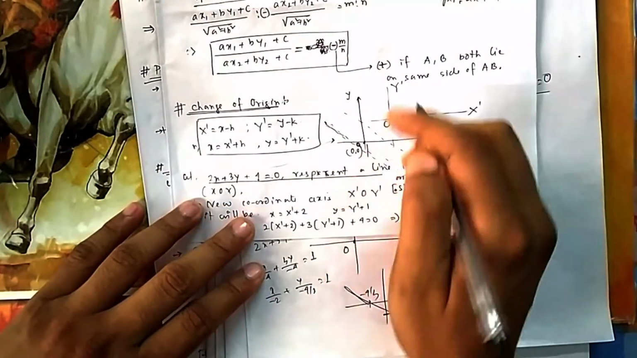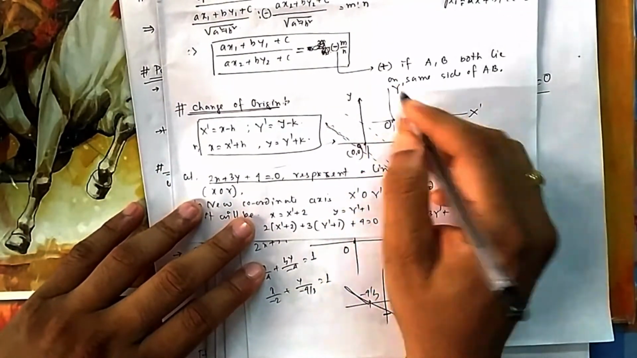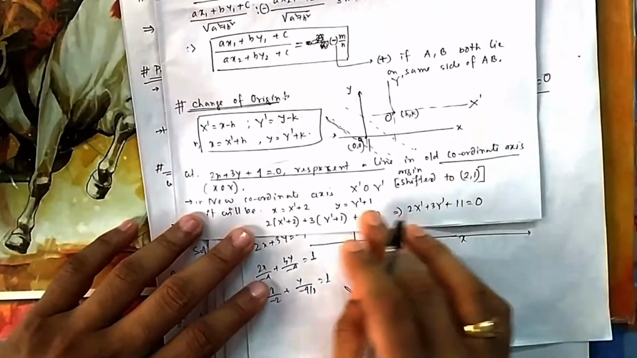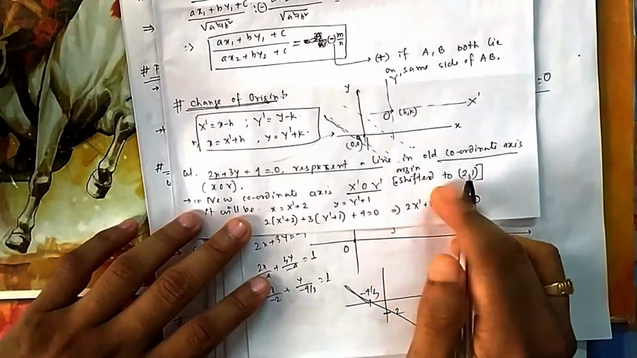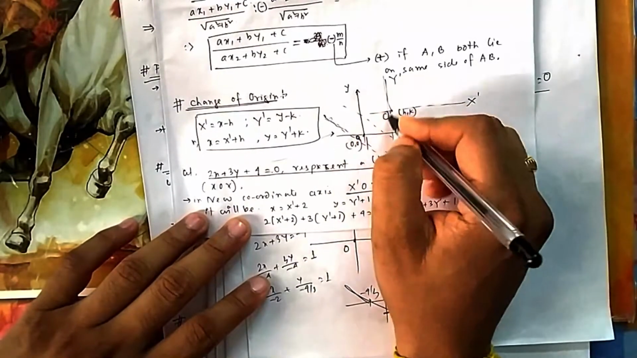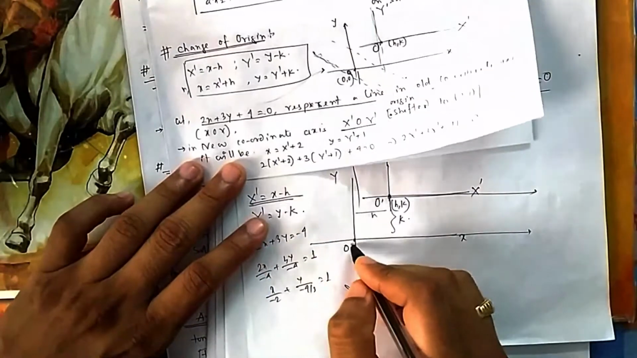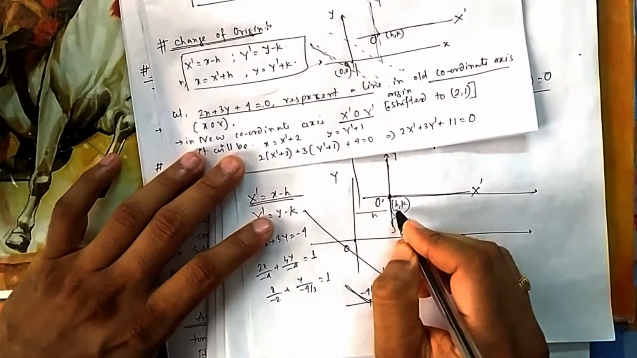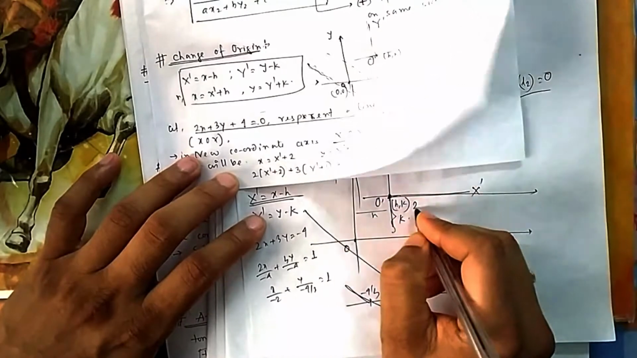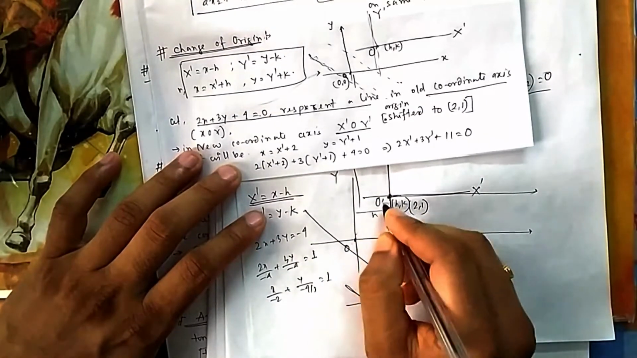Suppose you want to represent this line using a new coordinate system, this one. You have changed the coordinate axis. From here it shifted to here. This was the earlier coordinate system, now you shifted here. What is the point you have shifted to? You have shifted your origin to 2, 1, suppose.